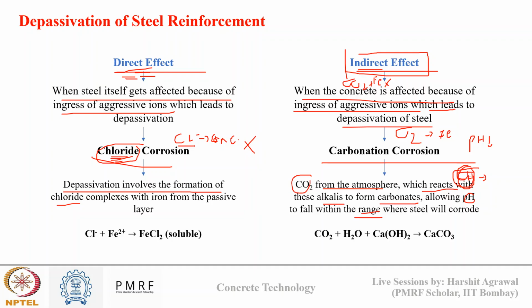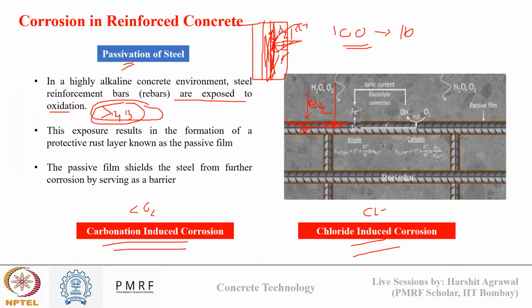But what happens when these chloride ions reach this part near the steel reinforcement? These chloride ions interact with the passive layer. They destabilize the passive layer because chloride ions are highly electronegative in nature. They break the passive layer, and then they interact with the steel to form ferrous chloride complexes and other forms, which can react with oxygen to form rust.